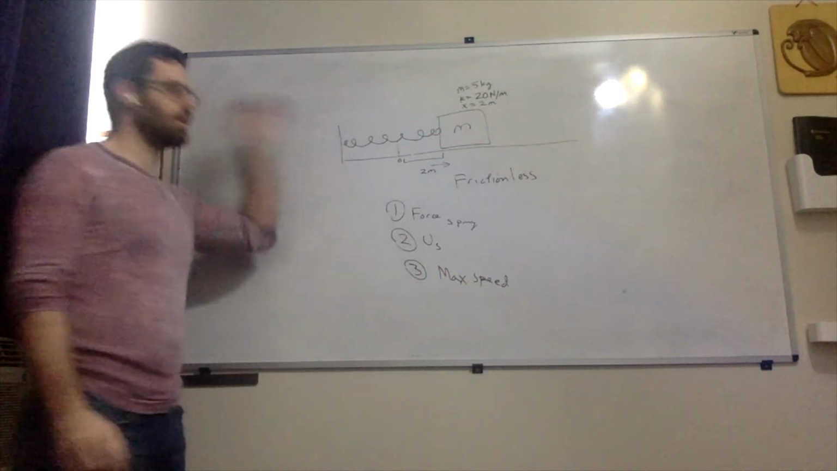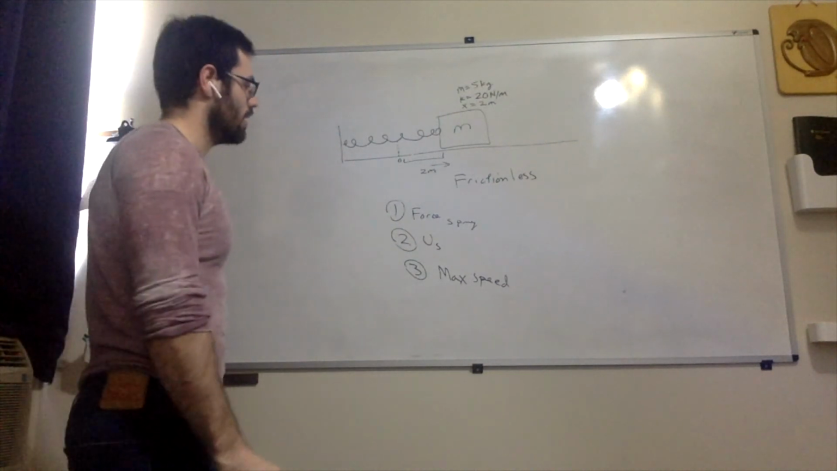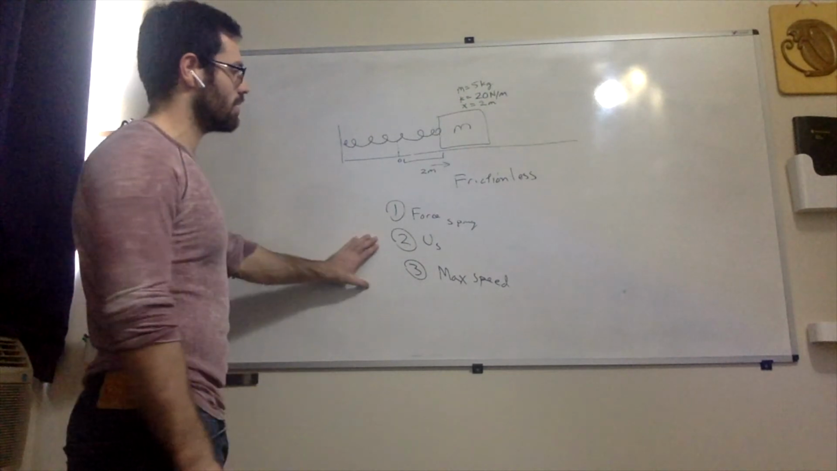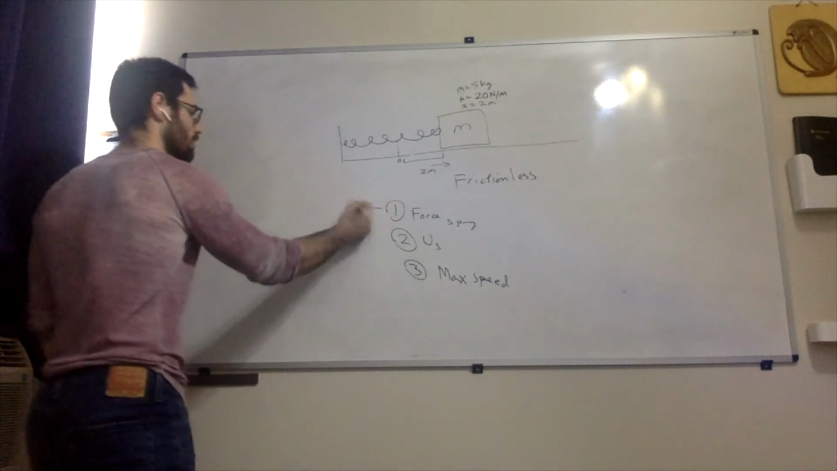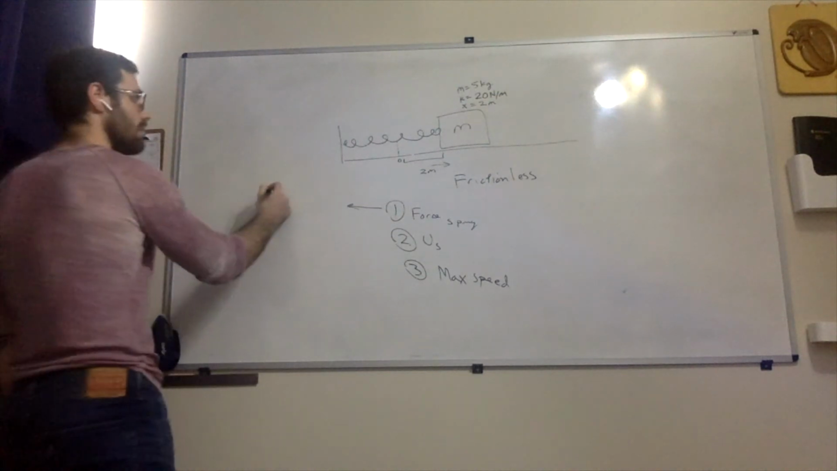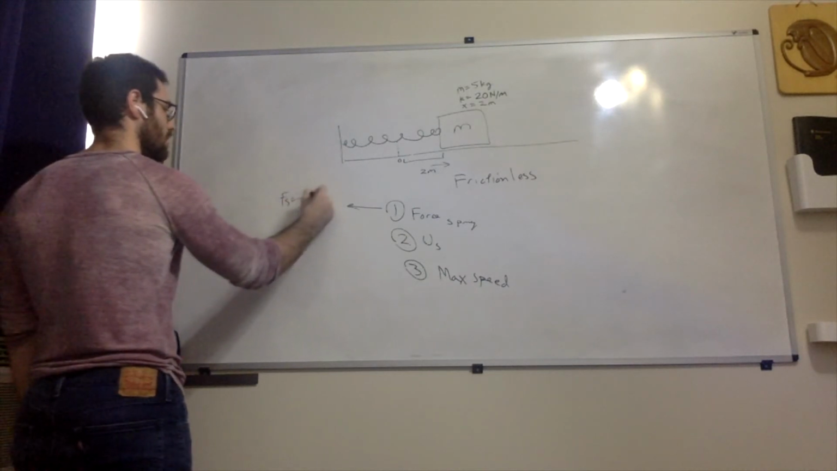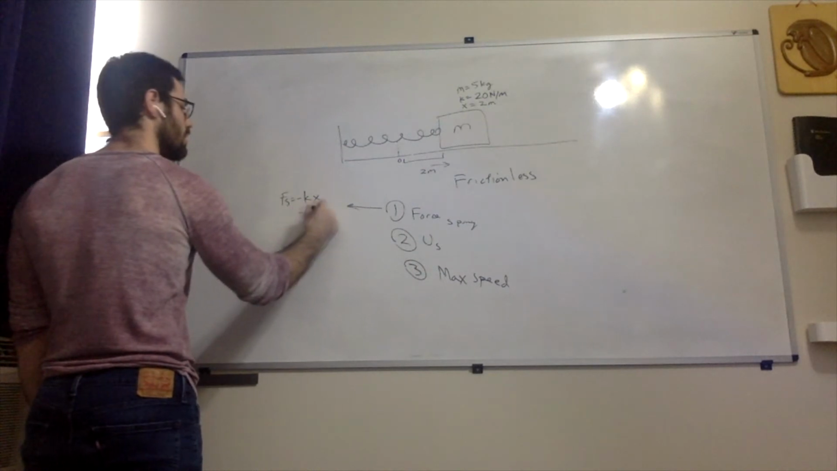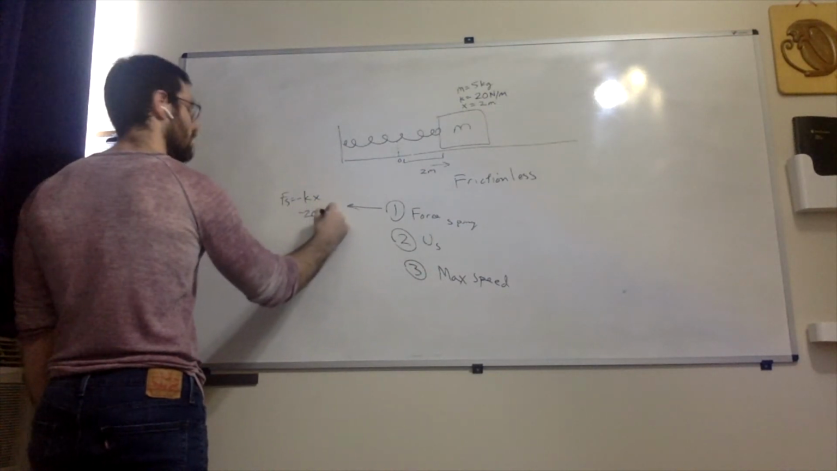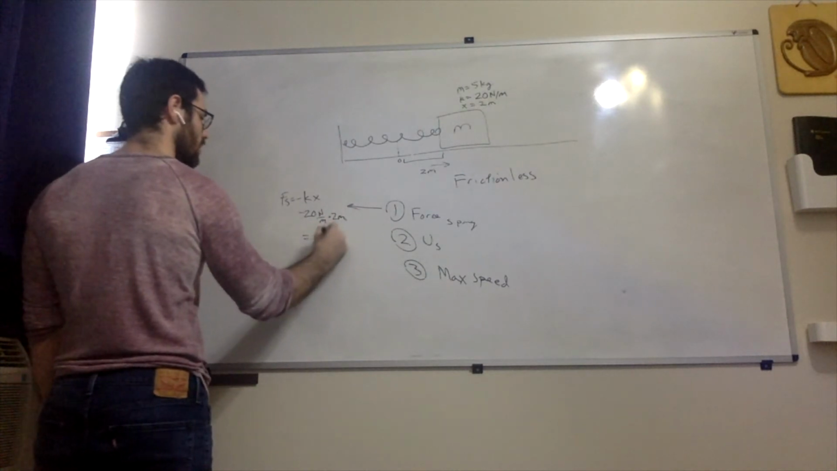Consider this, and that will lead us into our next problem. Okay, so force of the spring should be pretty simple. I should be able to calculate here that Fs equals negative Kx, where that's negative 20 newtons per meter times 2 meters, which is equal to negative 40 newtons.